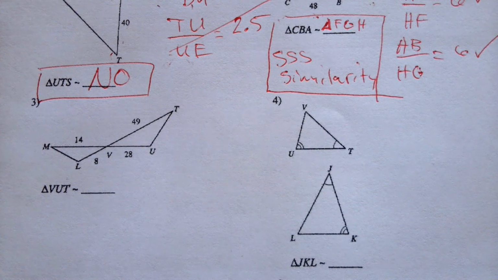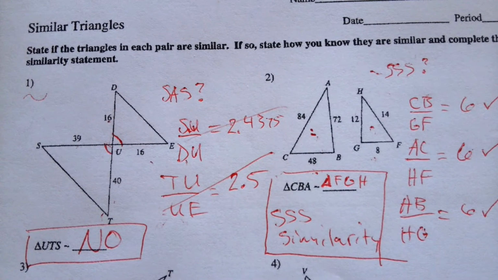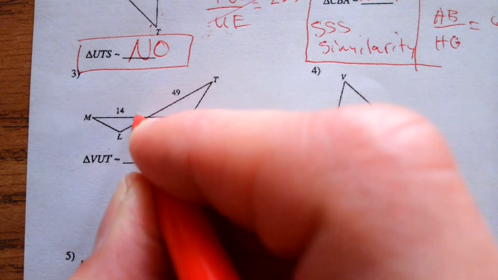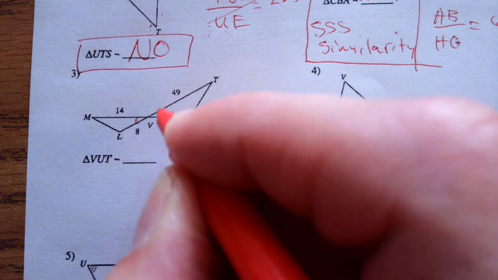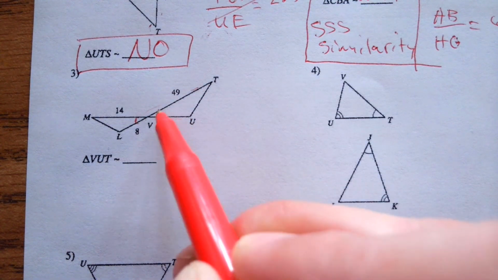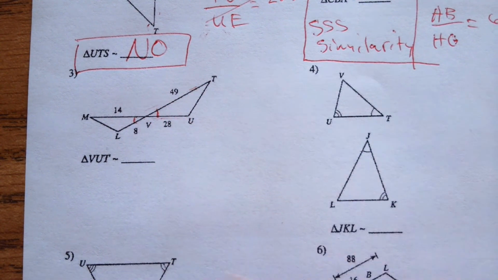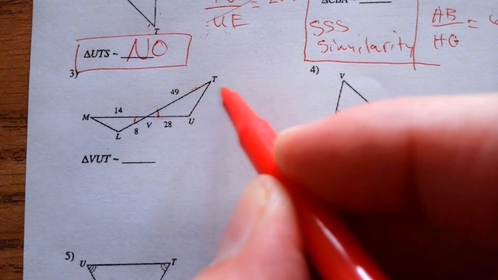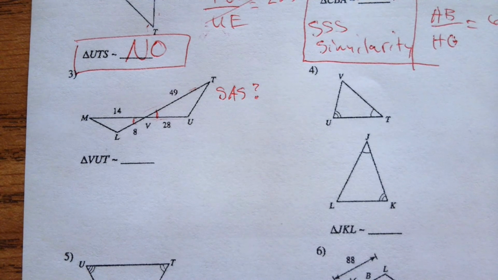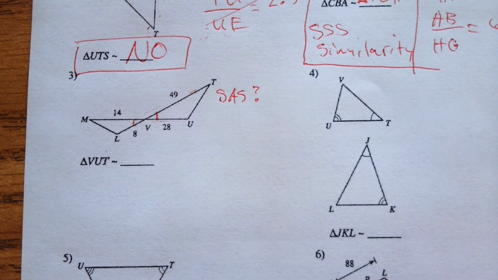For number 3, again, it's just like number 1. The first thing I notice is that I do have vertical angles, so maybe I can use that. And I'm given the side length and another side length, and they're each on either side of this angle. So I might be able to use side, angle, side. So that's what I'm going to try to do first.